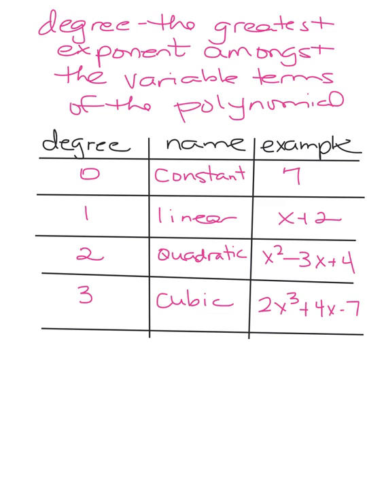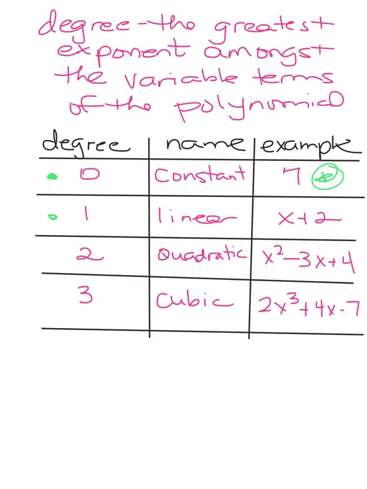We're going to look at the word degree, which is the greatest exponent amongst the variable terms of the polynomial. And we have several different types. If we have a degree of 0, which would mean we would have the variable raised to the 0 power, which would be x to the 0 or y to the 0. So in the end, x to the 0, or any variable to the 0, is equal to 1. So in our example, we're not going to see x listed at all. We call that a constant.